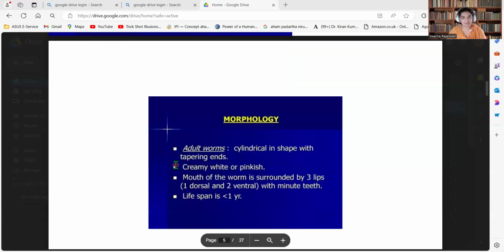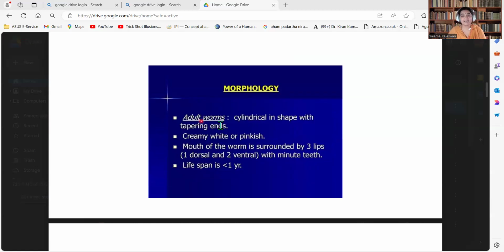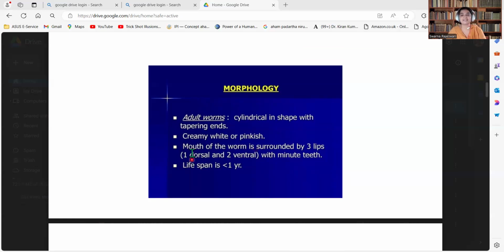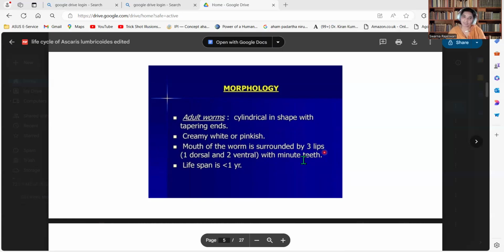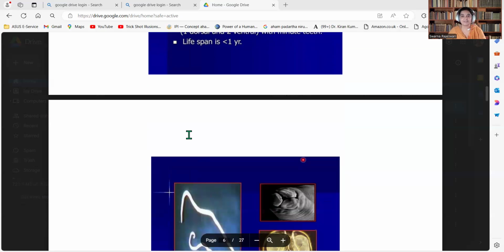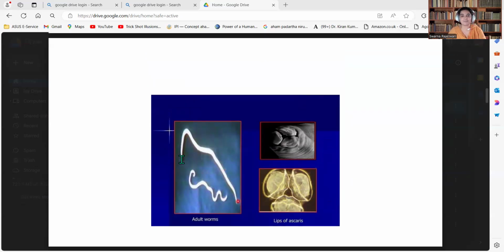So when we see the morphology, the structure of this worm, these adult worms are cylindrical in shape and they have tapering ends. And the color of these worms is pinkish white. And at the anterior end, there is mouth which is surrounded by three lips and it has minute teeth. So this is a morphological form. So it is cylindrical in shape and it is tapering at both ends.